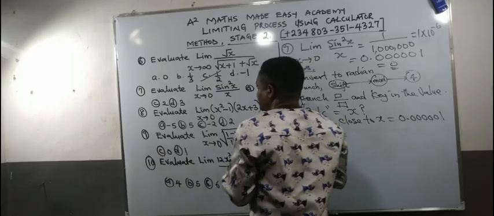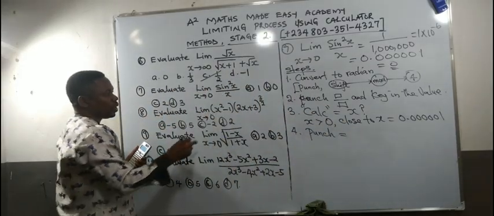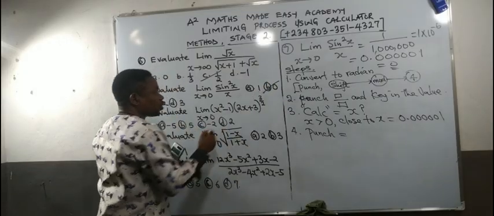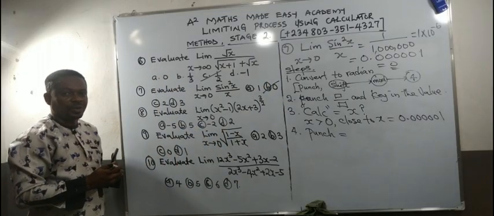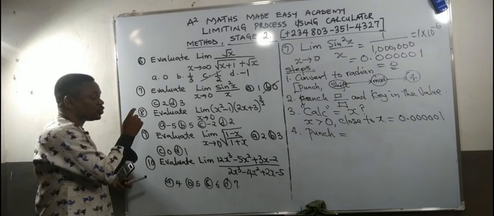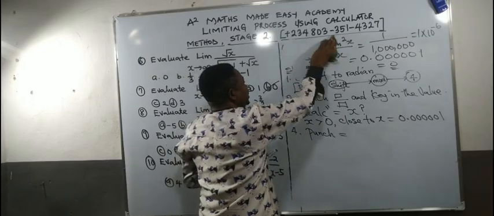Then let's go to the options. Option A says 1. No. Option B says 0. So which means the correct answer in the options is option B. Are you following? Then if that is done, can we move quickly to question number 8? Question number 8.